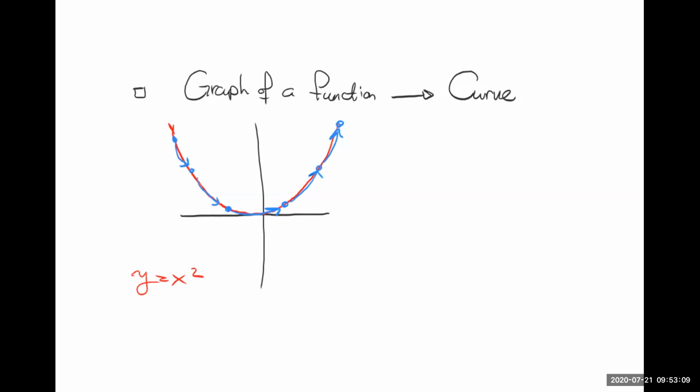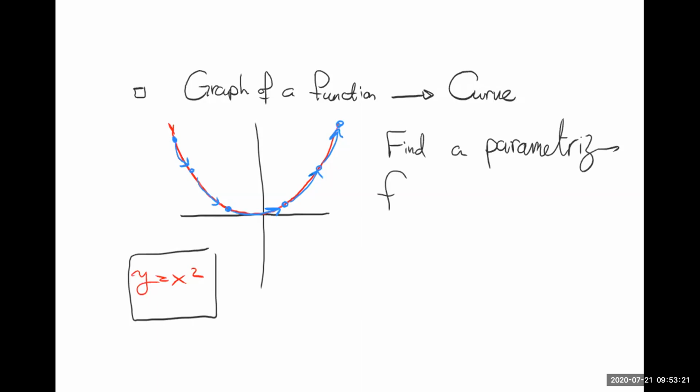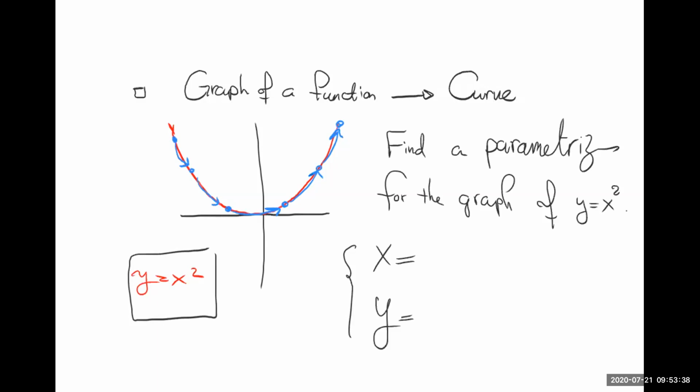So I want to find a parametrization for the graph of y equals x squared. The answer is always simple. Whenever you have the graph of a function, you should say what x is as a function of t, and what y is as a function of t. I would tell you the answer; it is pretty simple. Note that here y is a function of x.